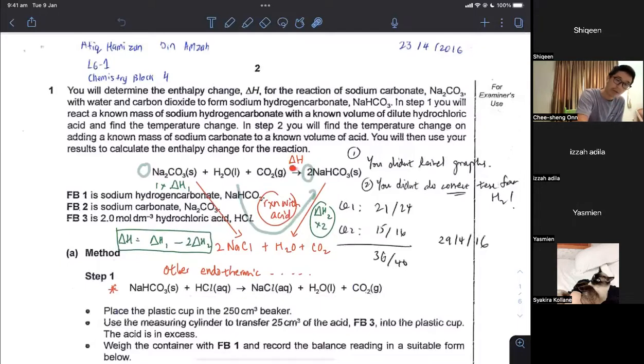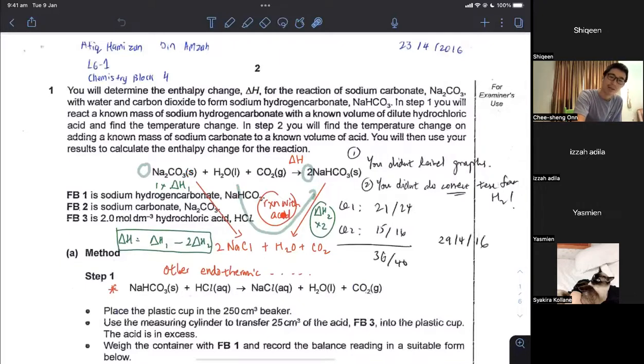You cannot work out delta H directly, but you can use Hess law. Just now in the syllabus, it said, including any application of Hess law. Here, we are going to react this with acid. They will give us salt, water, and carbon dioxide. We are going to react this with acid. They will give us the same product, salt, H2O, and CO2.